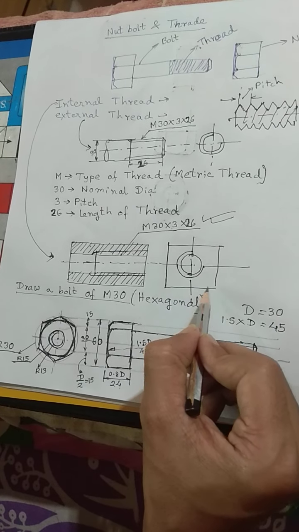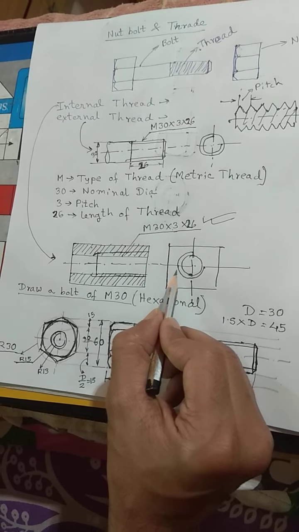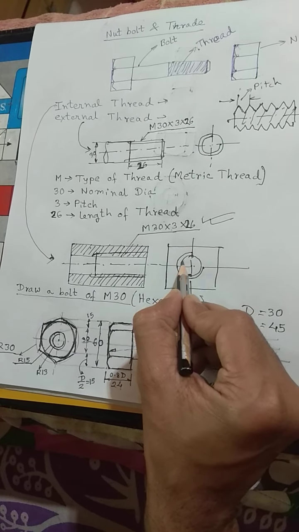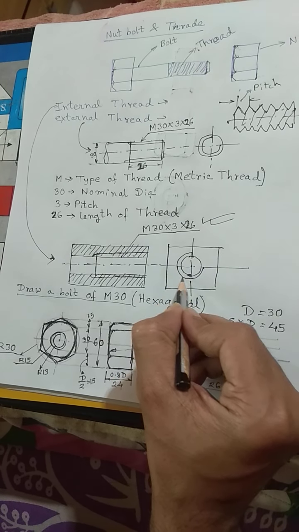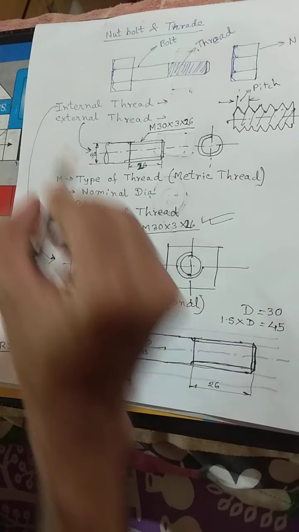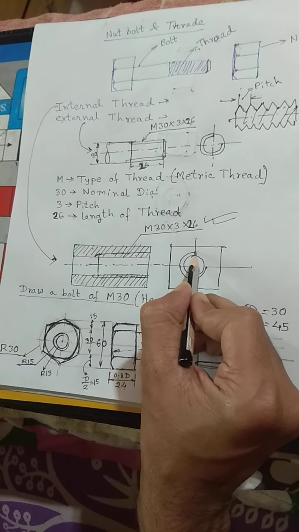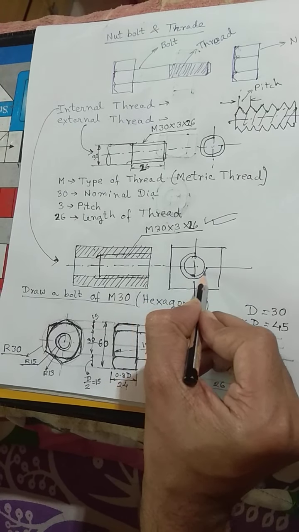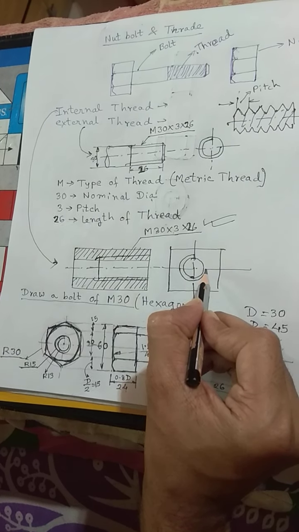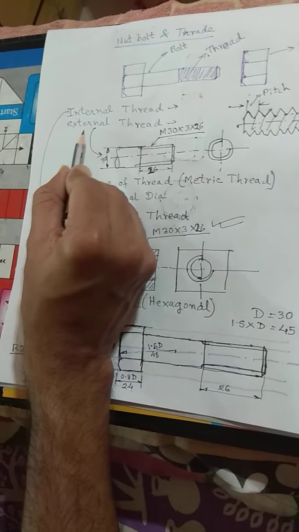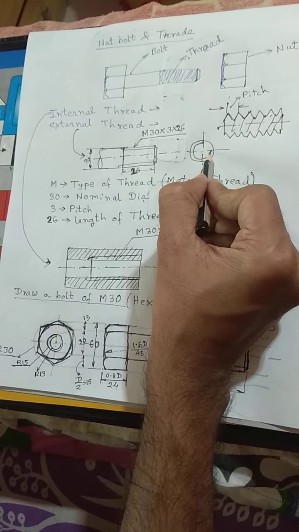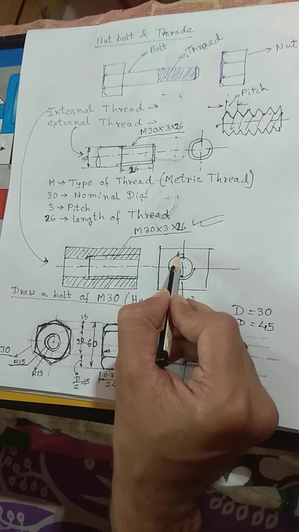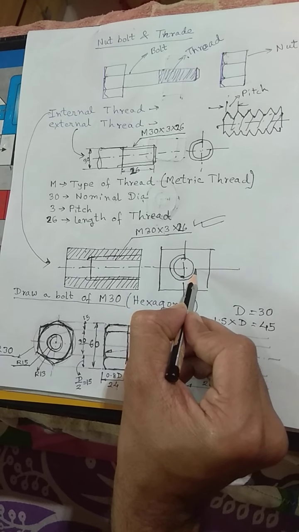And when I am using the side view, this is also a circular part, and you can also see a 3/4 circle. But here for internal thread, the 3/4 circle will be external. So look at this point. For external thread, the 3/4 circle will be internal, and for internal thread, the 3/4 circle will be external.